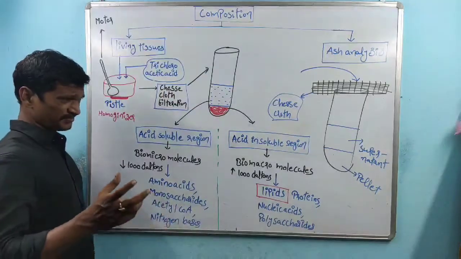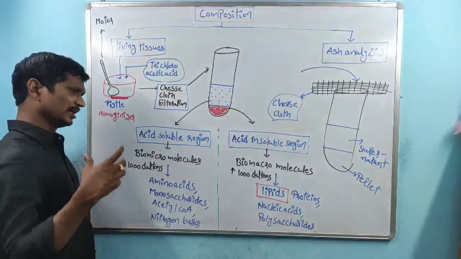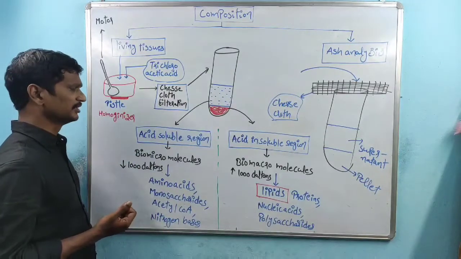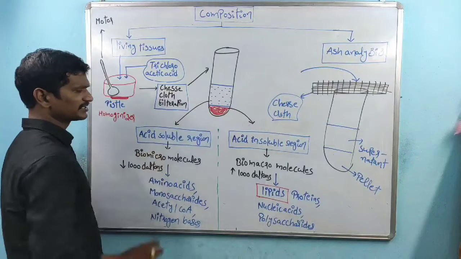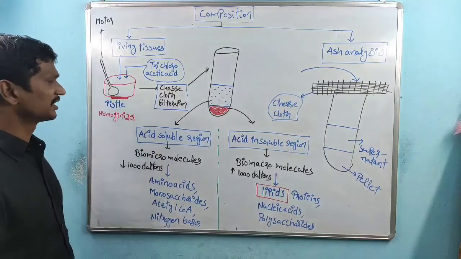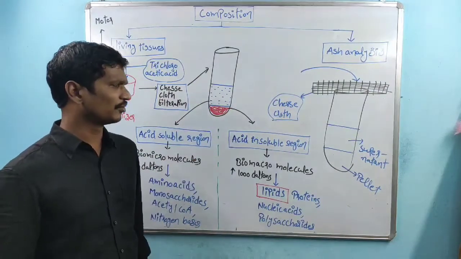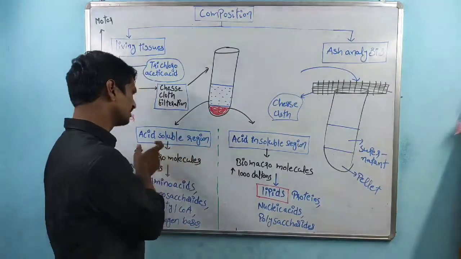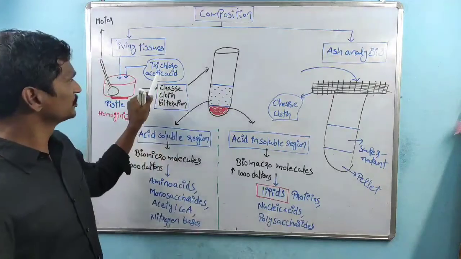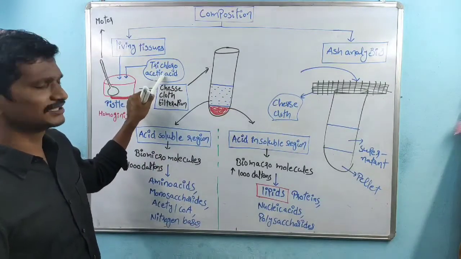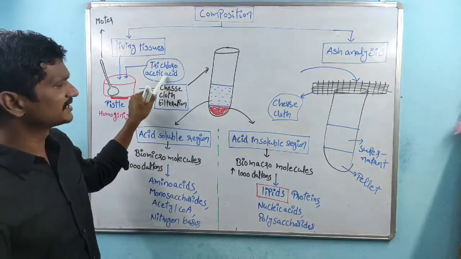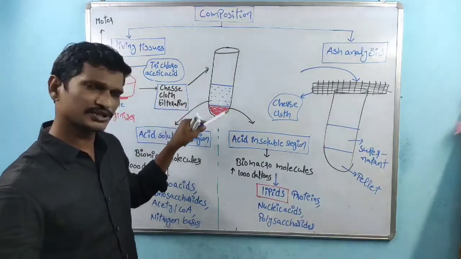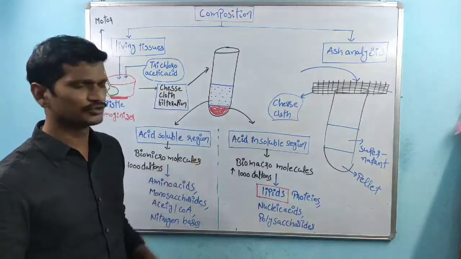These two zones are also given other names. The upper side zone is called the acid soluble region, and the lower side zone is called the acid insoluble region. So why did we add acid here? Remember, we are using trichloroacetic acid. After the filtration process, the acid is present in both the zones.